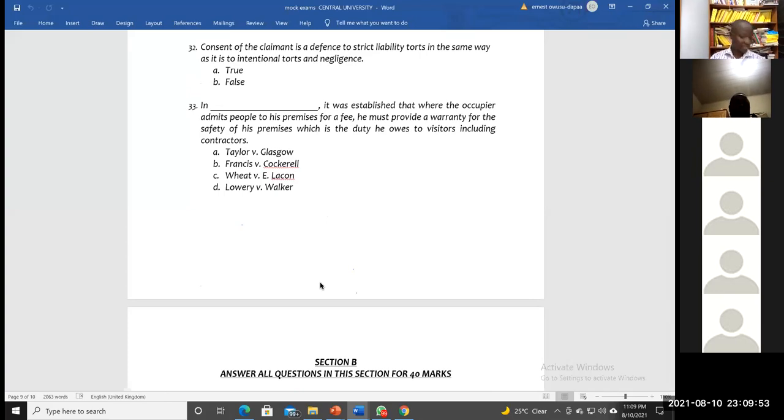Okay, so this tests our knowledge of the case law in relation to occupiers' liability. I think it was yesterday that we discussed the case of Francis and Cook, which was quite prominent. Okay, so let's start. Taylor and Glasgow, what did Taylor and Glasgow decide? Let's go through all the cases before we answer the question.